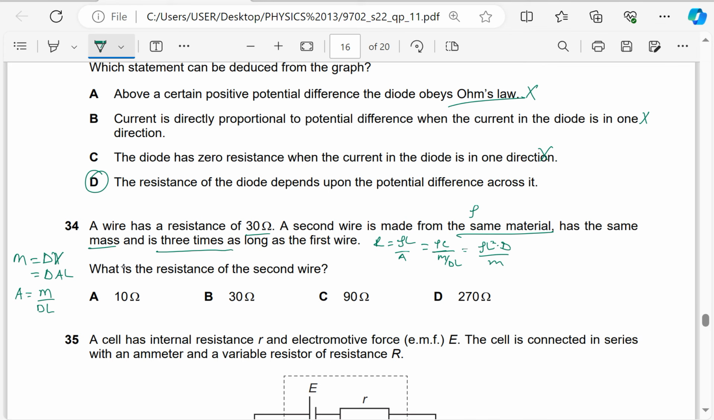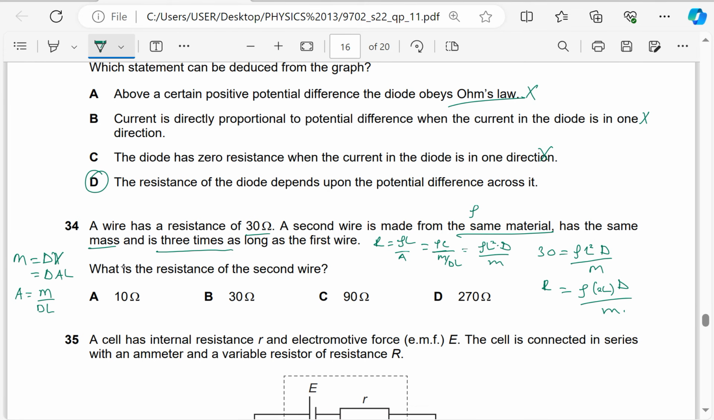For the first wire, the wire has resistance 30, so I'll say 30 equals rho L squared times the density divided by the mass. Because from the same material, resistivity is the same and the density is also the same. Then for the second wire, its resistance is not known, resistivity is the same, but the length is twice L. The density is the same because they are from the same material, divided by the mass. The mass is also the same.